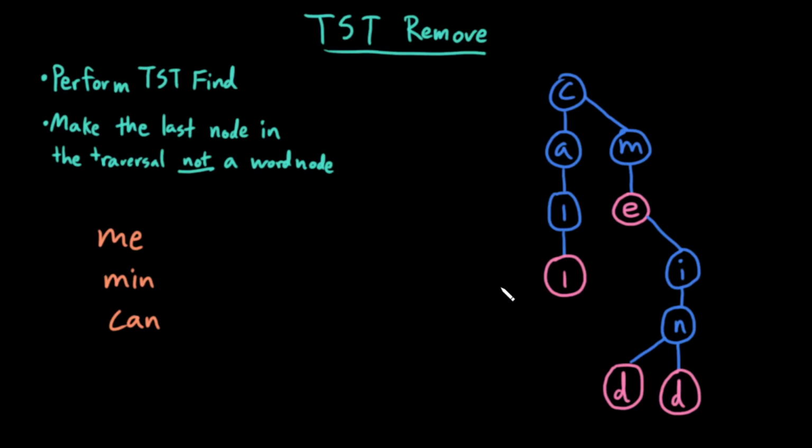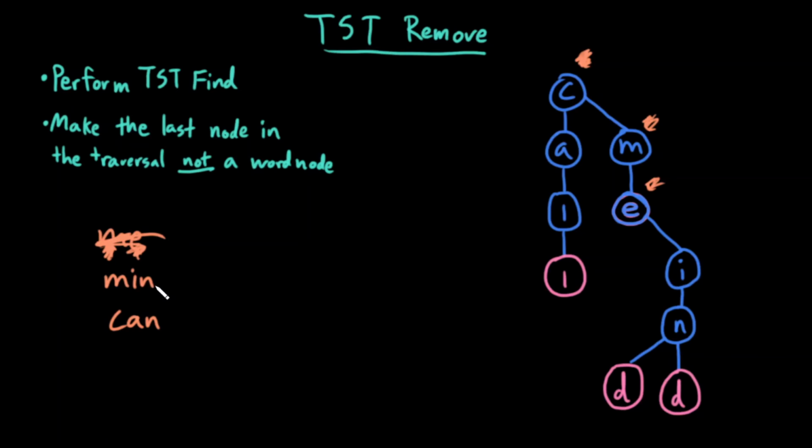Let's try it out. So here's an example ternary search tree, and I want to remove these 3 words from it. So first, the word me. So I do my find algorithm. I start at the root, start at the first letter. M is greater than C, so I traverse right. M equals M, so I go to the next letter and I traverse down. E equals E. It's the last letter of my word, so I'm done. My traversal is done. Let me just make the current node not be a word node anymore. And that's done. Easy as that. The word me is removed from this TST.